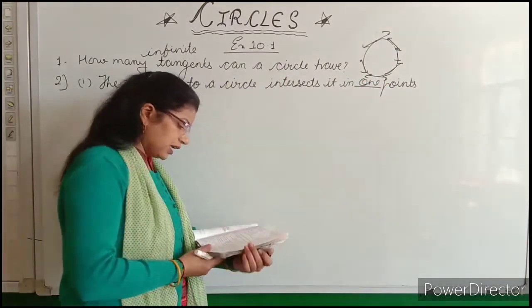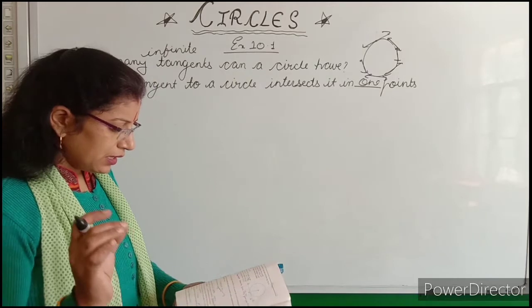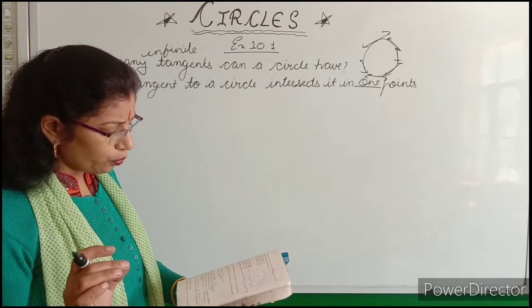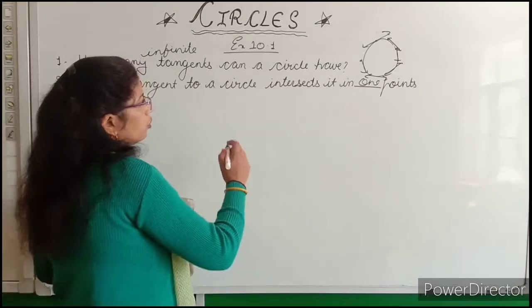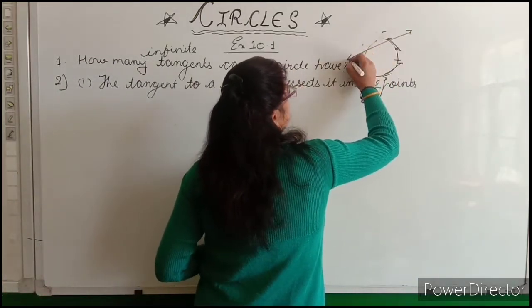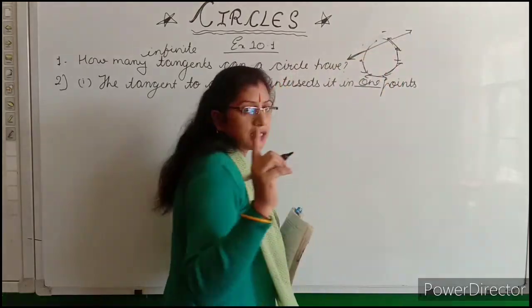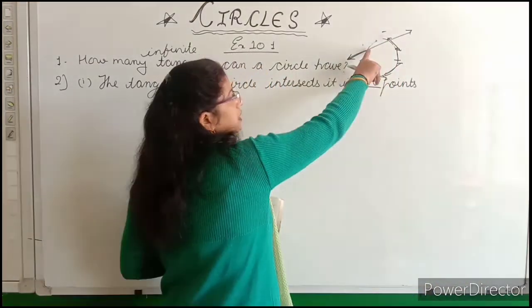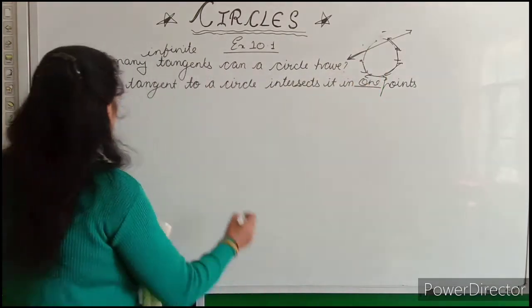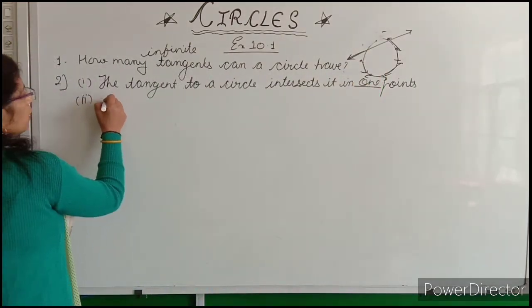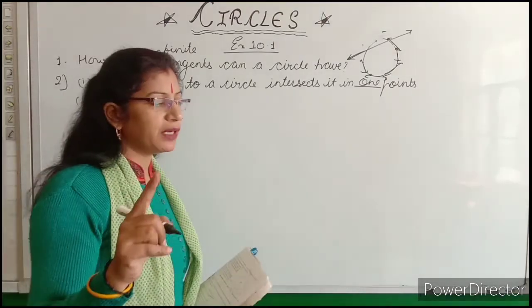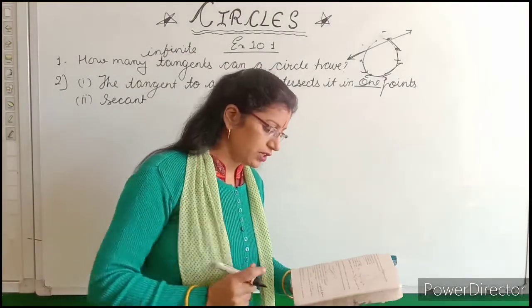Okay. The second fill up is: a line intersecting a circle in 2 points is called a dash. Any line which intersects the circle at 2 points is called a secant. Chord will not be the answer because a chord is a line segment. So this line is a secant of a circle.